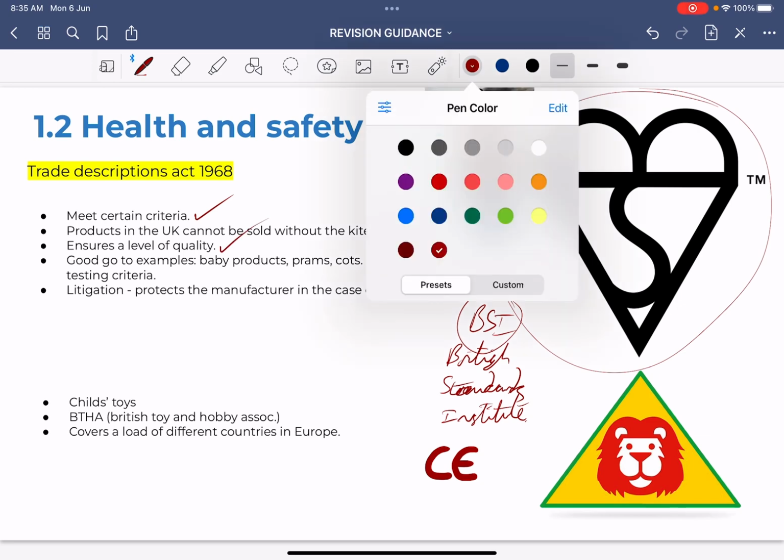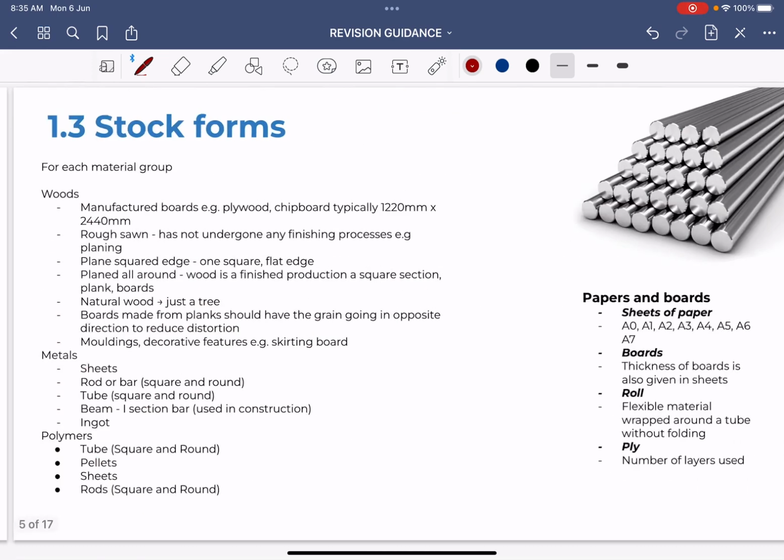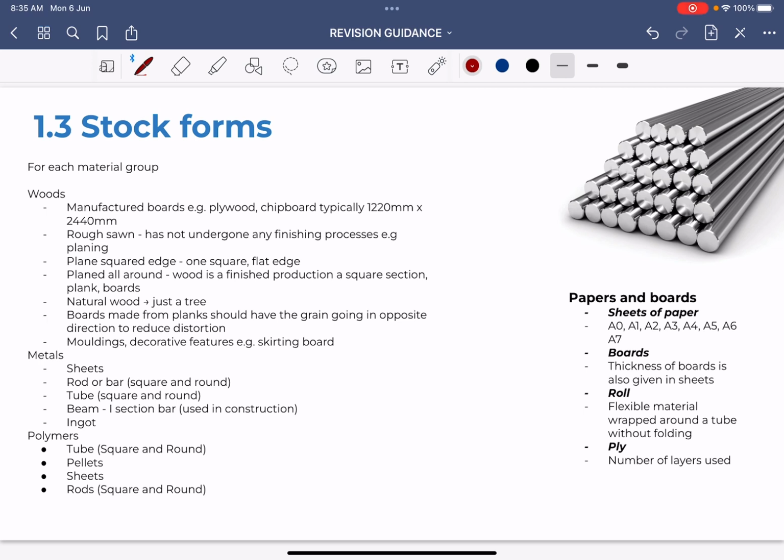Great examples to look at here are particularly things like anything baby related, because parents obviously want to make sure that what they're using is really safe. And also litigation. I mean, if there is an issue with a product, if it's passed the BSI standards and it's got the kite mark, then it sort of protects the manufacturer as well. So it offers that level of reassurance. The other one that's worth knowing is this one here called the lion mark. Now, the lion mark is in relation to children's toys in the UK. So if a toy has a lion mark on it, that basically means that it's safe and it's passed the safety tests.